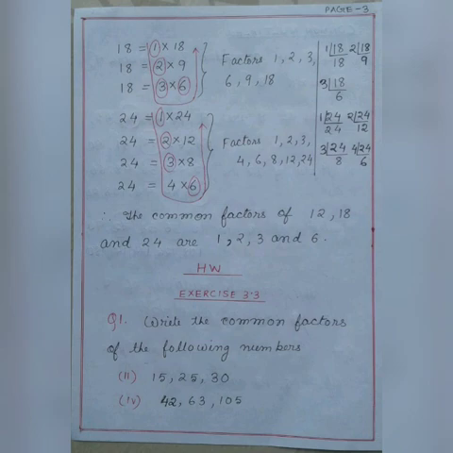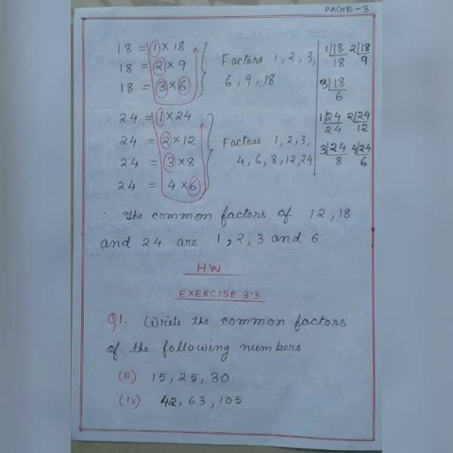In the same way, I have found the factors of 24, and I have got 24 equals 1 into 24, 24 equals 2 into 12, 24 equals 3 into 8, 24 equals 4 into 6. Starting from 1 to 24, I have got the factors 1, 2, 3, 4, 6, 8, 12 and 24.